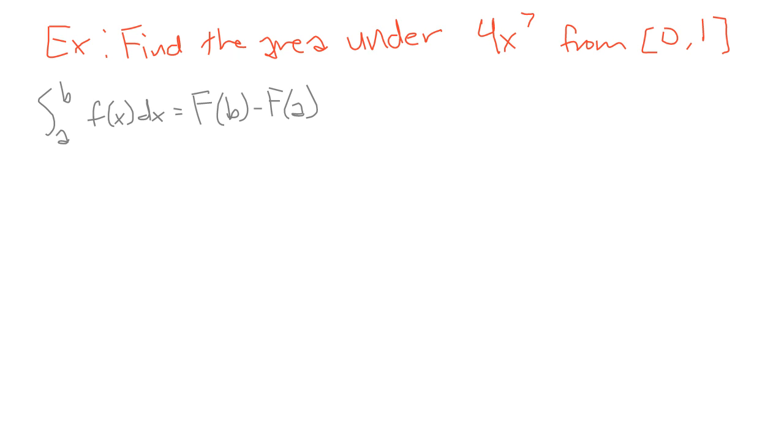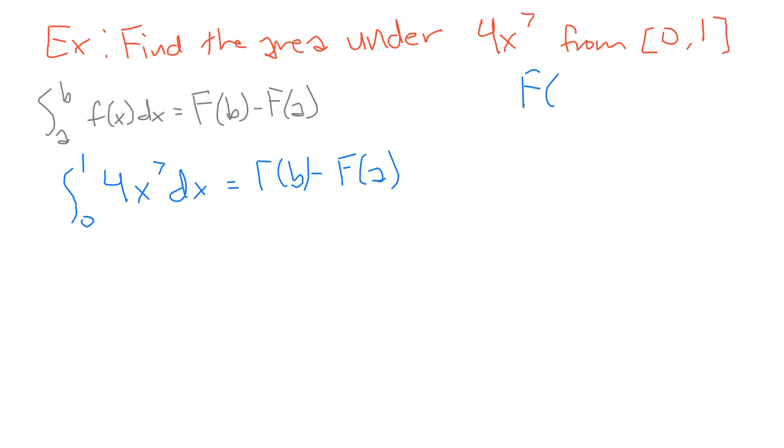All right, so let's see what we have now. Let's set this up. We have the integral from 0 to 1 of 4x to the 7th dx is equal to our large F of b minus large F of a. So now we just have to figure out what our large F is. So we need to find the antiderivative of 4x to the 7th. We have to think about our antiderivative power rule. So we know that when we differentiate with the power rule, we subtract 1 and then bring the power out front. In this case, we have to add 1 to our power.